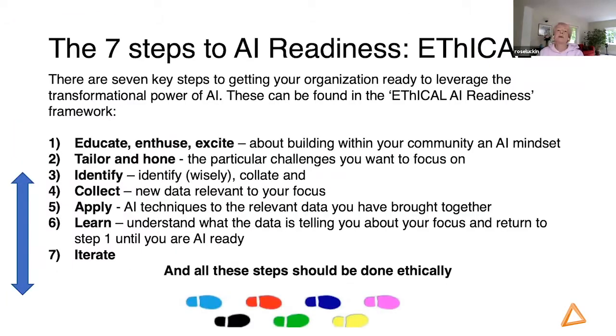Even if you don't want to build a business around AI, you can use AI techniques to understand your business better. And the 7 steps are: we need to educate and enthuse the community in your business to understand why on earth AI might be relevant to them. We need to identify particular challenges that will be the focus of your attention as you get ready in terms of AI readiness. Then we get to today's step, which is identifying the data that you have access to, collating it, cleaning it, getting it ready. And then we'll move on to step 4, 5, 6, and 7 over the coming weeks.